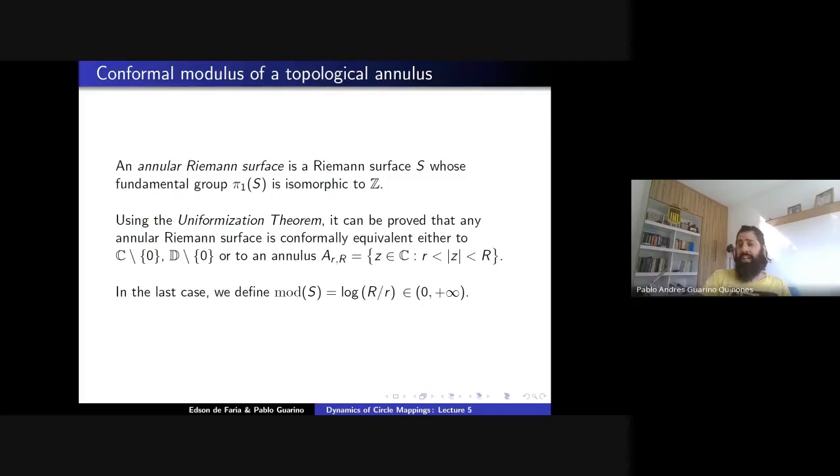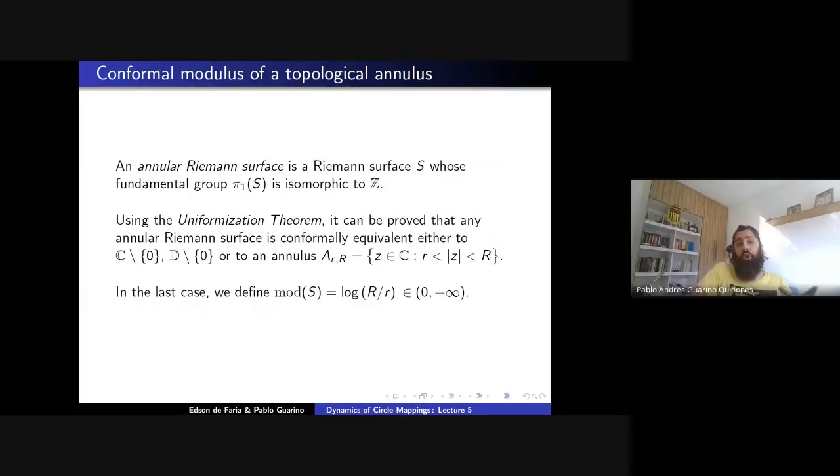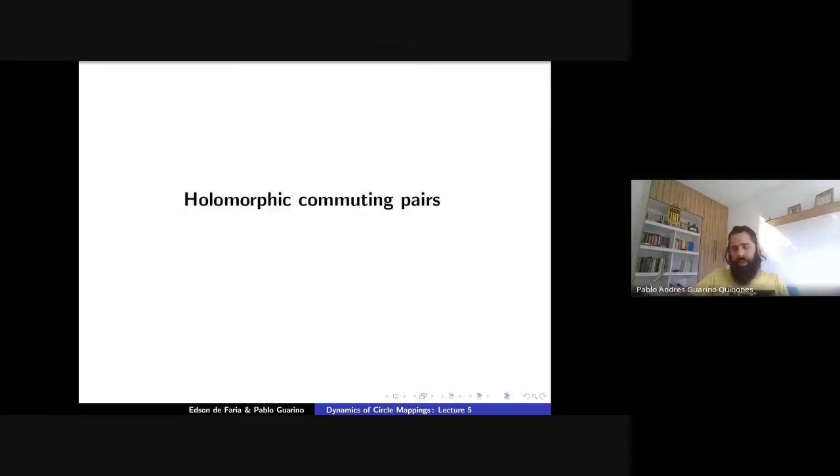It's kind of famous in complex analysis, of course, Teichmüller theory and so on, but here you have the definition. So let me remind you of the second notion that I need. I hope this one is more fresh because Edson was explaining the first part of this lecture, which is the notion of holomorphic commuting pairs. Quite important in the theory, in our book, certainly in this lecture.